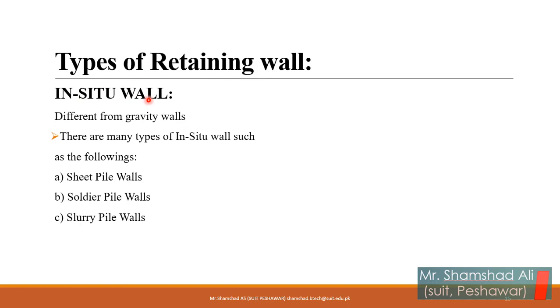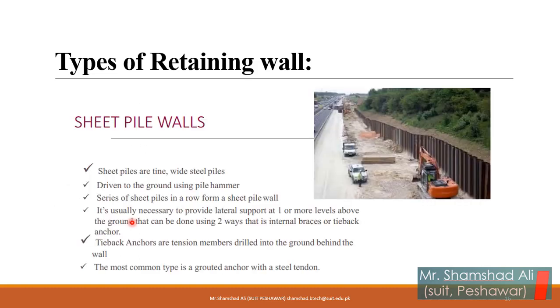In situ wall. Different from the gravity wall, there are many types of in situ walls, such as the following: sheet pile walls, soldier pile walls, and slurry walls. Sheet pile wall: first, steel sheets are installed, driven into the ground using a pile hammer. A series of sheet piles in a row form a sheet pile wall. It is usually necessary to provide lateral support at 1 meter or more above the ground. That can be done in two ways: internal braces or tie back anchors. It will be braced or tied back at the backfill side.